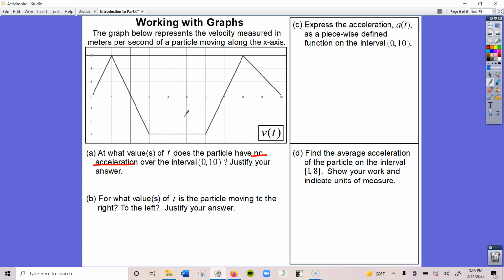And we know that our functions are not differentiable at cusps, which would be here, here, here, and here. Those are all cusps. And I'm not including my endpoints because it's over the interval 0 to 10, where 0 and 10 are not included. So there would be no acceleration at t is equal to 1, 3, 6, and 8. And the reason would be because v of t has cusps and is not differentiable.